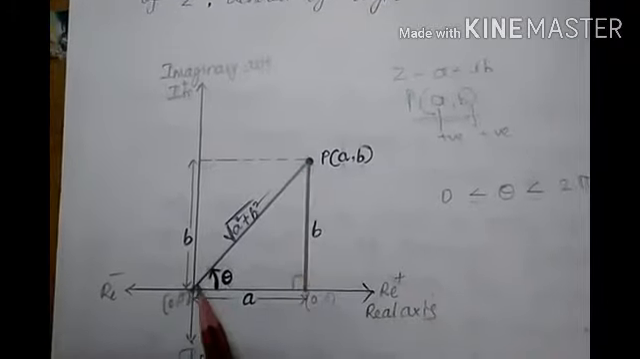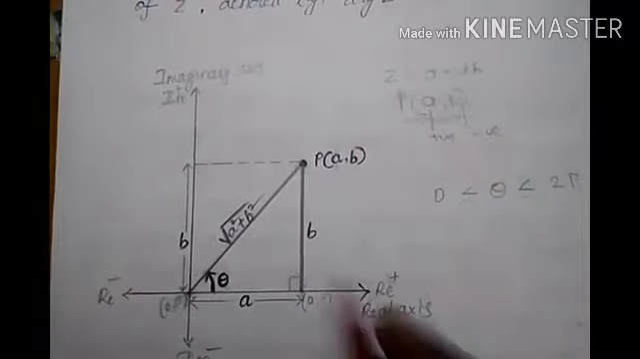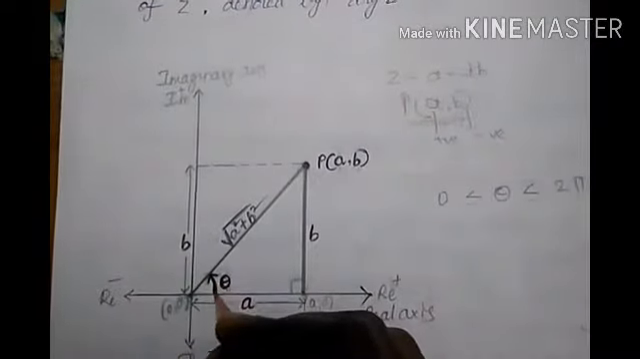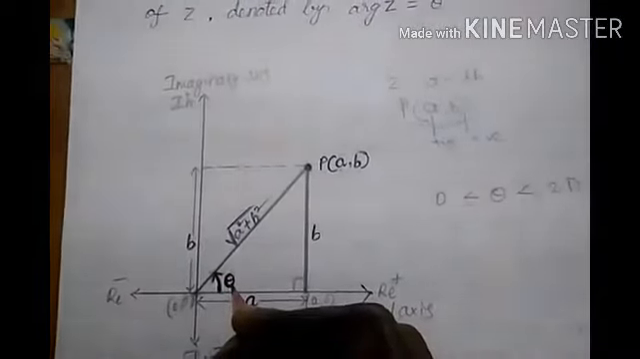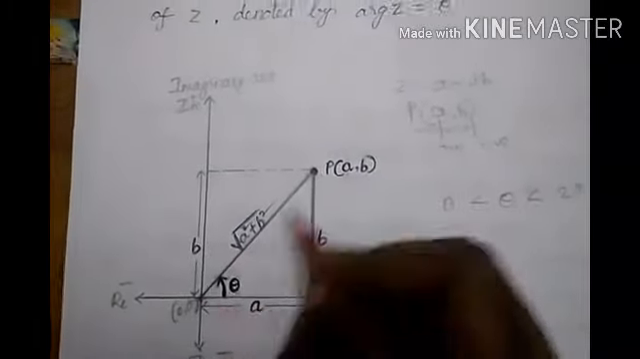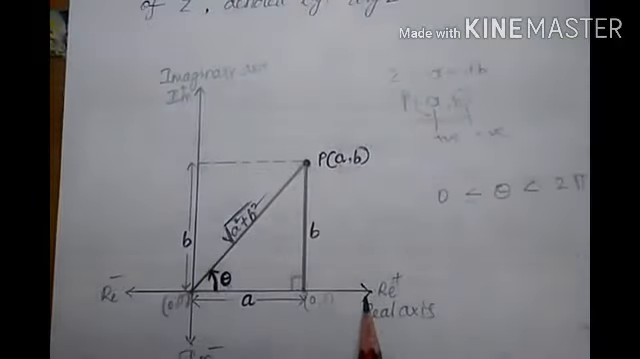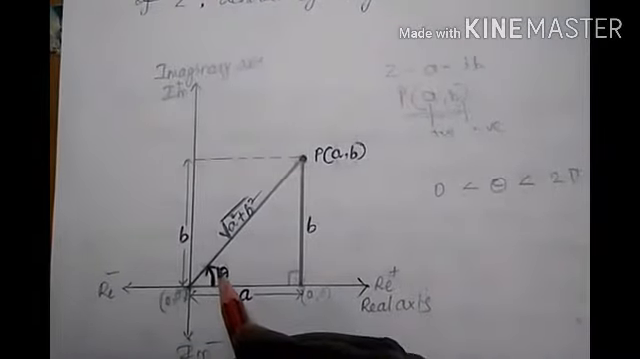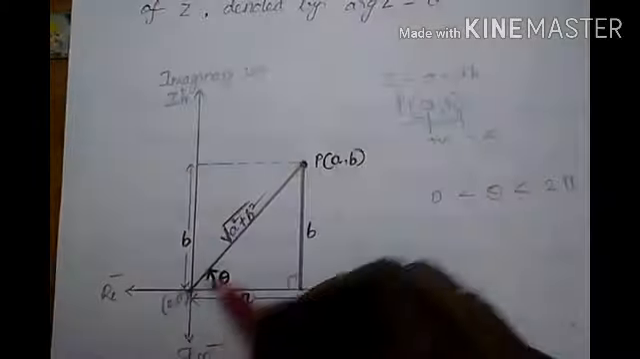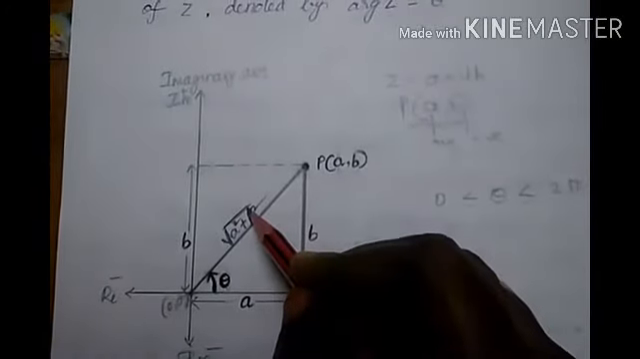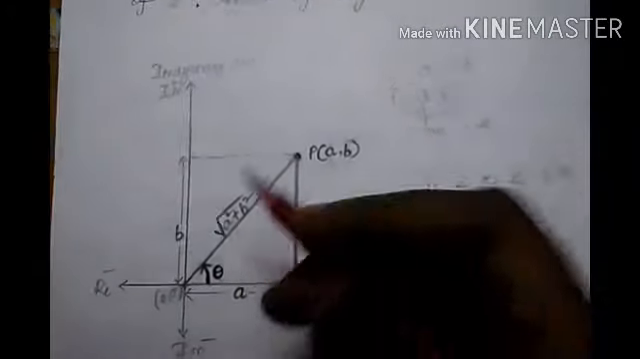The angle made by this line OP with the positive real axis in anti-clockwise direction is called the argument theta. Understood? Here, the length of OP is the modulus of the complex number. We already know what the modulus of a complex number is.